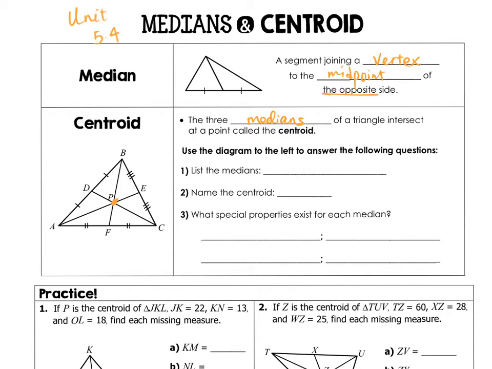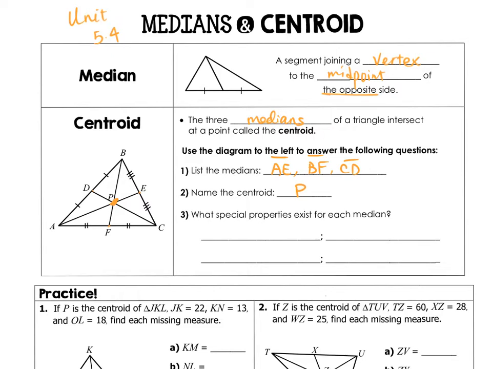So if you look at this diagram here, P is where all the medians intersect, and look at these D, E, F points, these 3 points are midpoints. And so AE, BF, and CD are medians, and P is called centroid. And then there's some characteristics about centroid and medians. So first of all, we're asked to list all the medians, and as I said, it's AE, BF, and CD. And the name of the centroid is P.